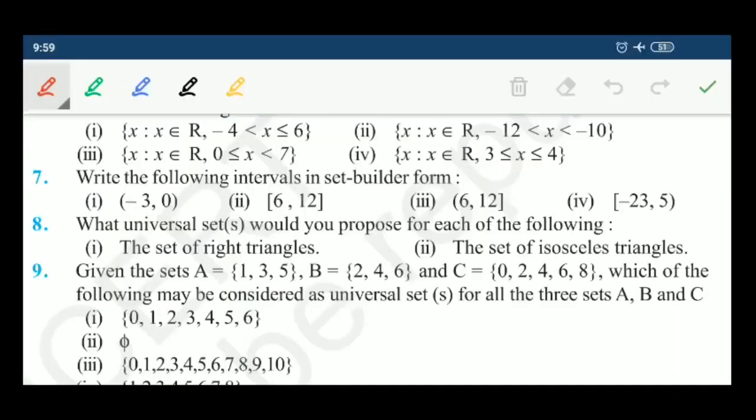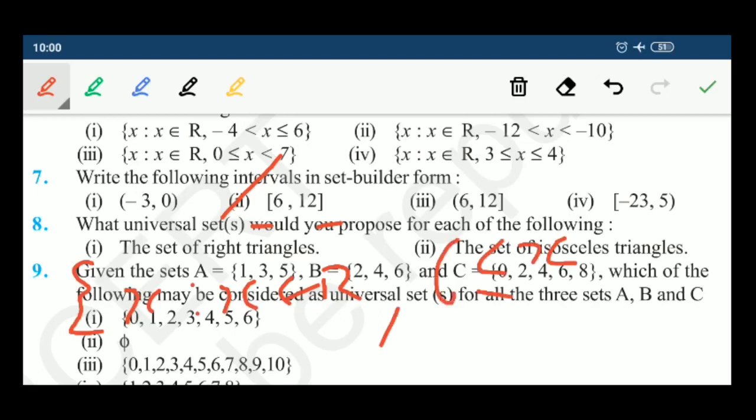See the second part. In the second part you can see on both sides there are closed brackets. So its answer in interval form, you can write x belongs to all real numbers, and your value of x, and you will use these signs, less than or equals to 6. So this is the answer of the second part.